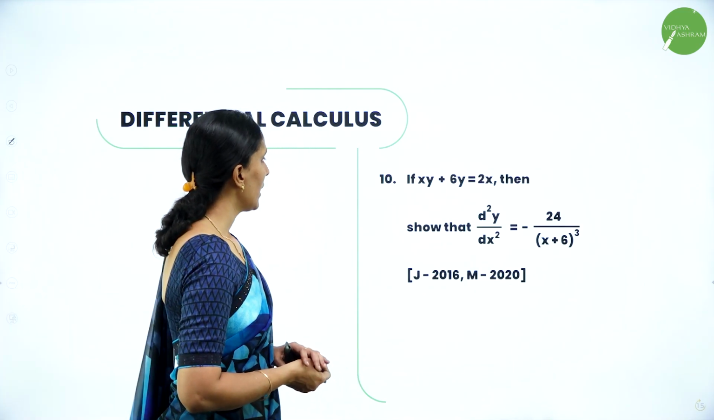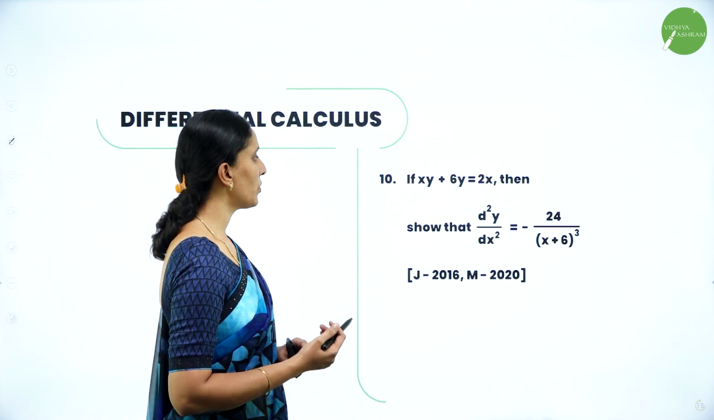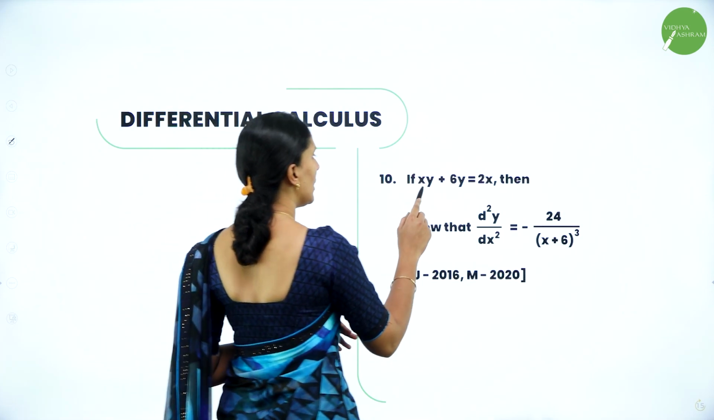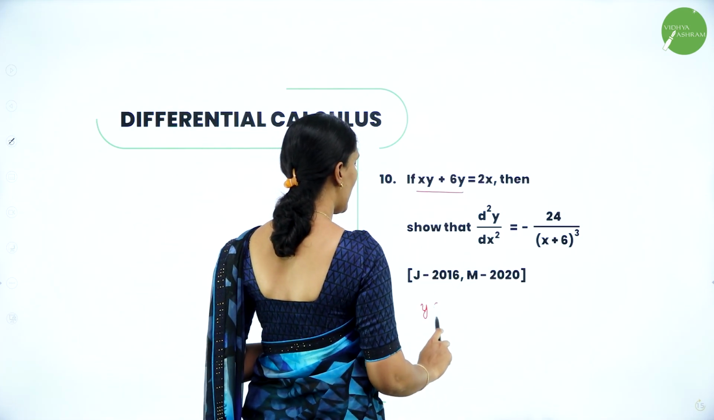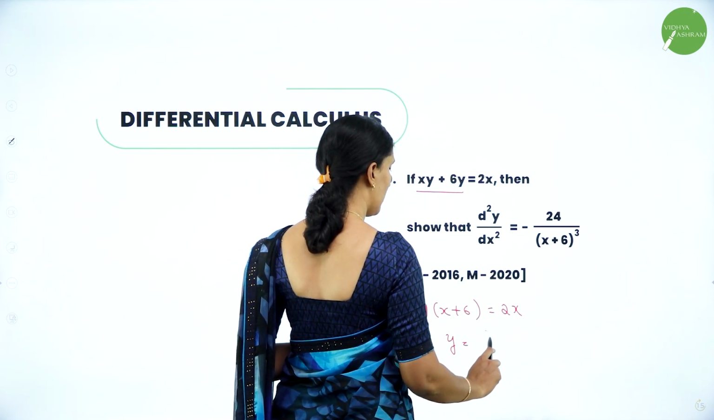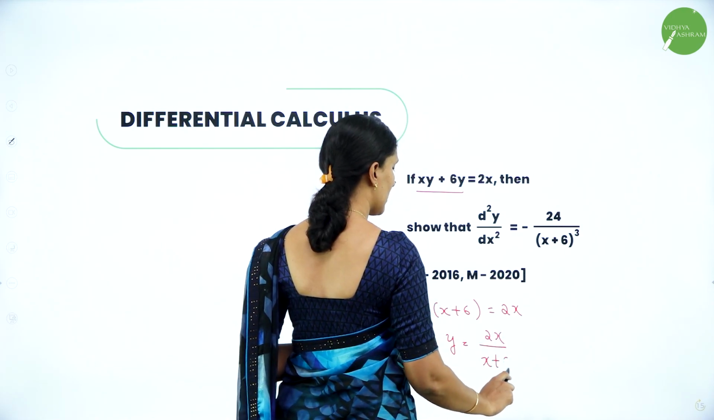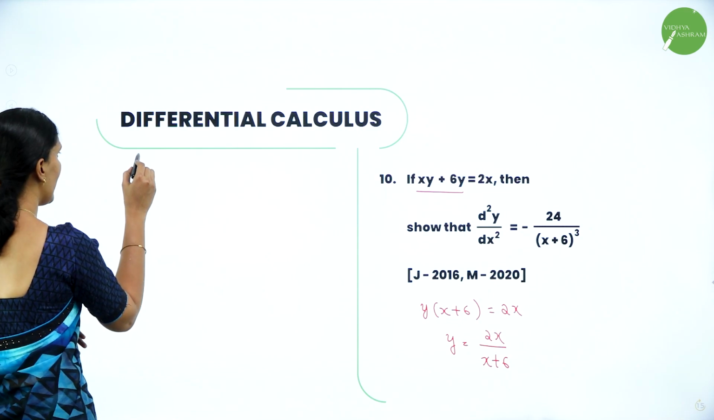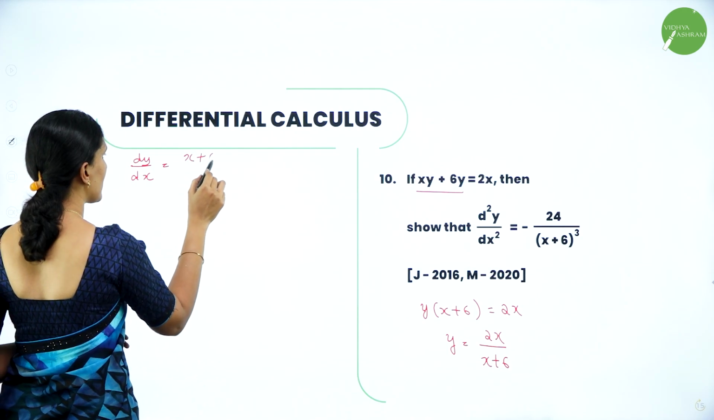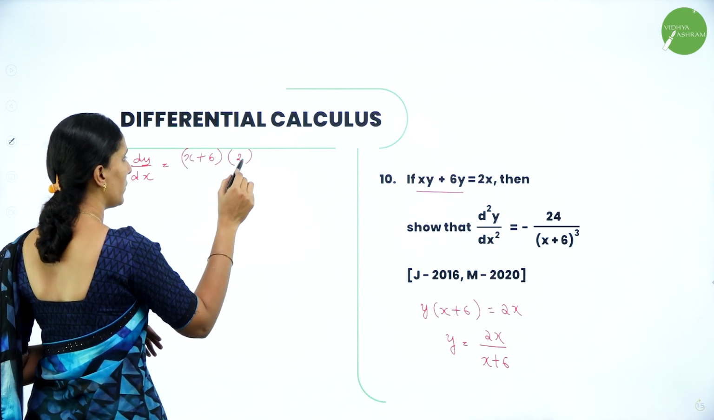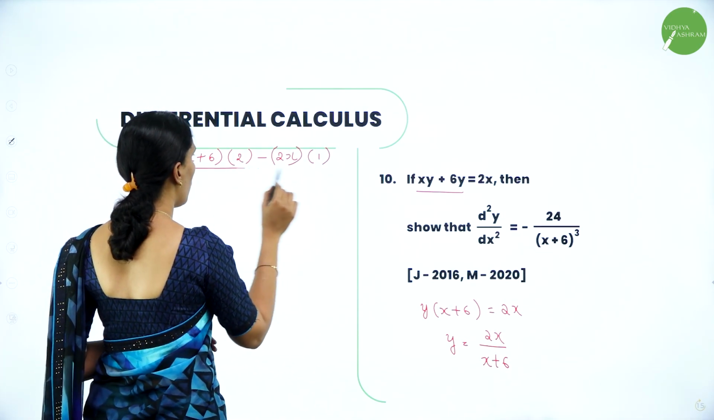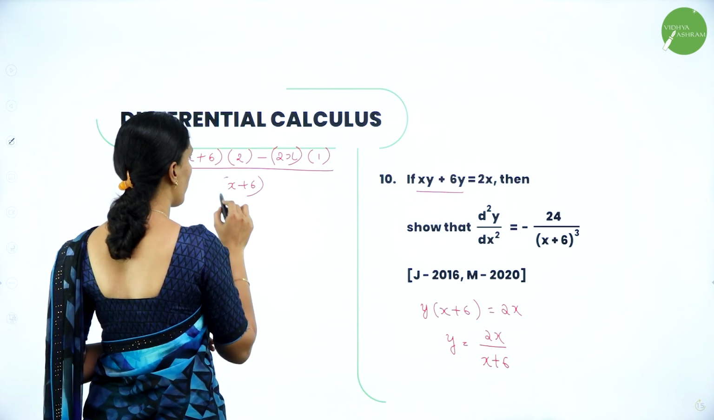Next we have, if xy plus 6y is equal to 2x, then show that d square y by dx square is equal to minus 24 by x plus 6 whole cube. So here let me take y as a common factor, then I will get y into x plus 6 is equal to 2x. So I can write y as 2x divided by x plus 6. Applying the quotient rule here, I will get dy by dx is equal to x plus 6 into the derivative of 2x, which is 2, minus 2x into the derivative of x plus 6, which is 1, whole divided by x plus 6 whole square.